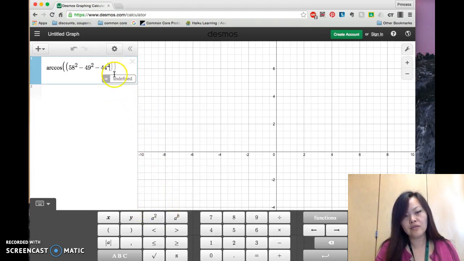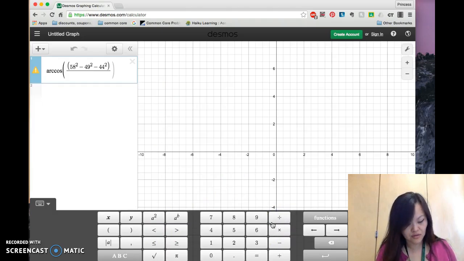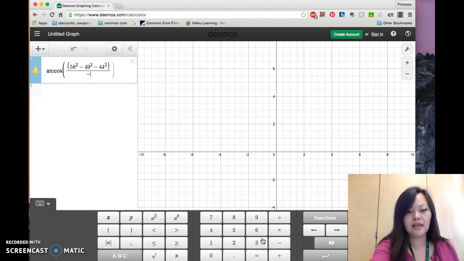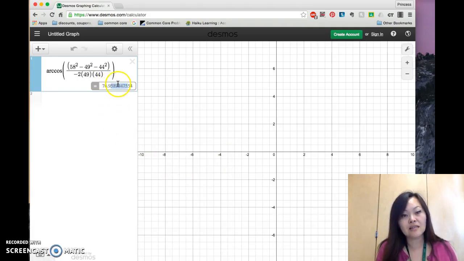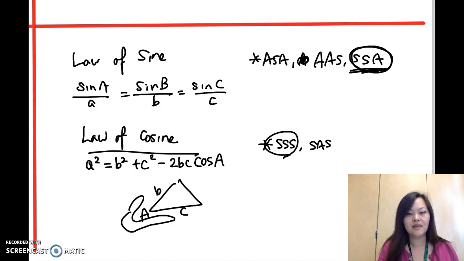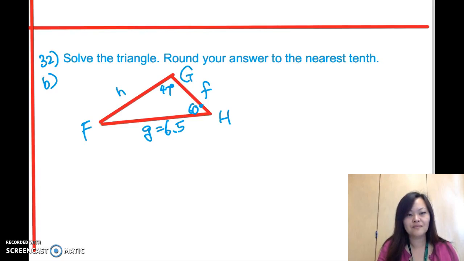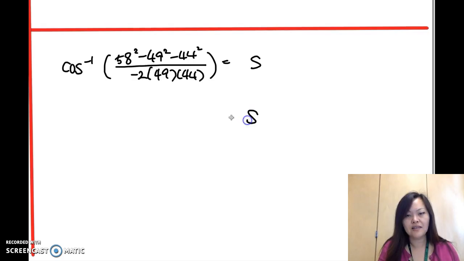Okay, and then you come here, and then you click on the division symbol, which is right here, and then everything goes on top, right? And then multiply by -2 and put all your numbers in parentheses because that's the same as multiplying. So then it gives you the answer, 76.9, but after the 9 is the 5, so you have to add 1 to the 9, which gives you 77.0. Okay? So S is equal to 77.0 degrees.